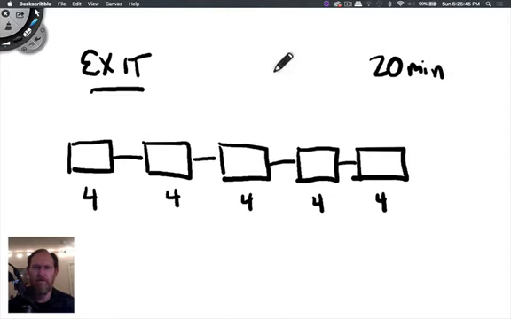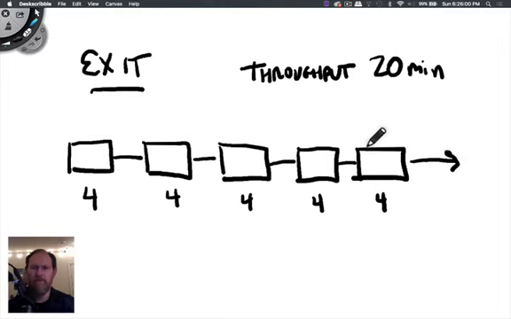But that's referred to as throughput. What we're really concerned about is how often does an item exit the system. And in this case, we would have one item exiting every 4 minutes, which would be the system's capacity.